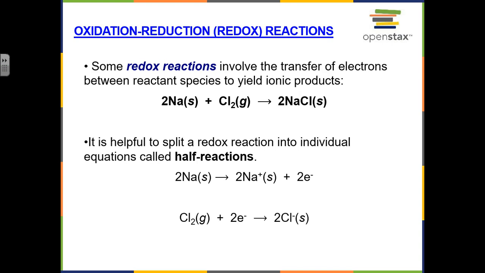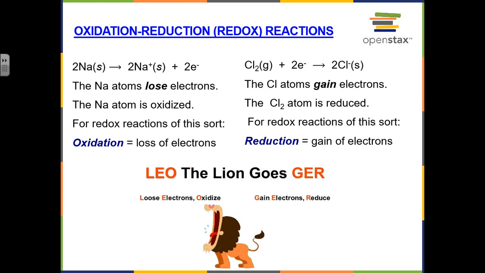Now, oxidation and reduction reactions are reactions that we talked about a little bit before. But again, redox reactions involve the transfer of electrons between reactant species to yield ionic products. That means that something has to go through a process of oxidation and something has to go through a process of reduction, which when broken apart are called half reactions. Now, these half reactions are fused together to form one larger reaction.